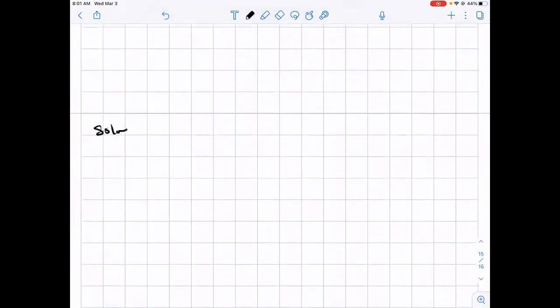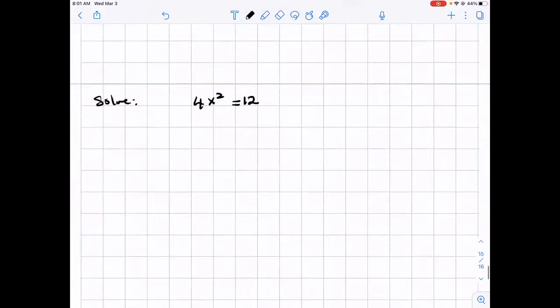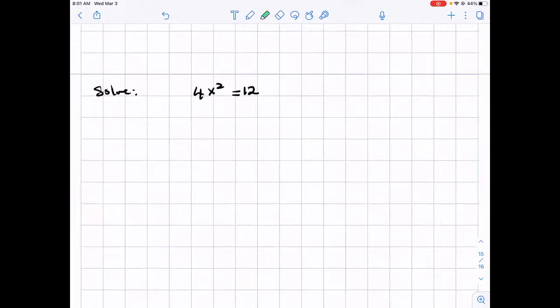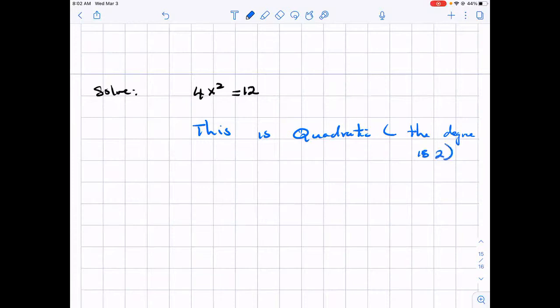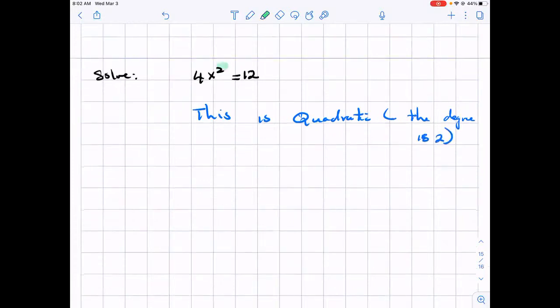Let's solve for x: 5x squared minus 4x squared equals 12. We're solving for x. Notice again, this is quadratic, because you should observe that the degree is 2. This thing here, it's a 2, the exponent.